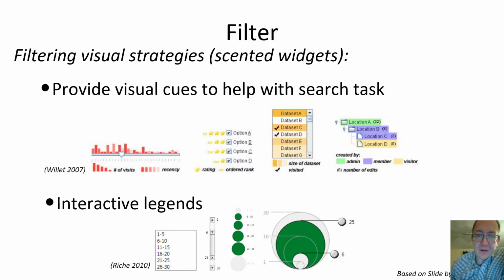So you can also have interactive legends. So I've selected a subset of the data, and in my legend, I'm clearly indicating what has been selected and what has not been selected, or where in my scroll bar I am currently filtering things by.